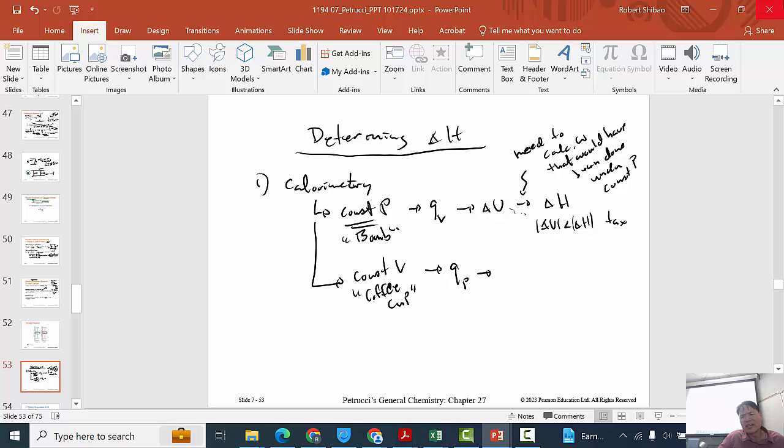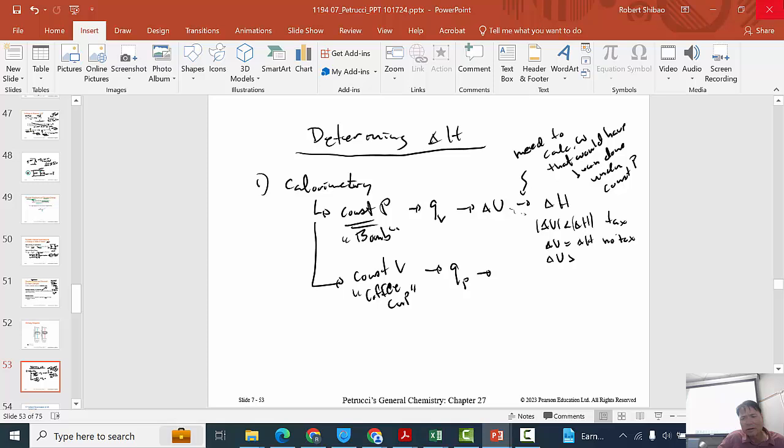It could be exo or endo. That's why I put the absolute values there. Delta U is equal to delta H if there's no tax. This is just gross income versus net income. Delta U is greater than, oops, did I do that?